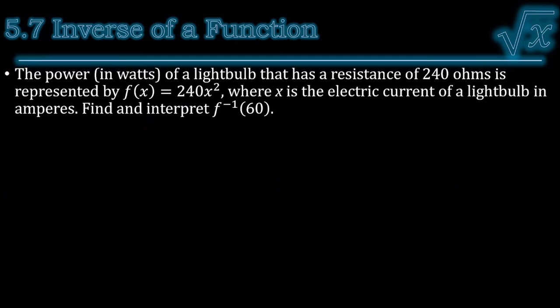The power in watts, which is how quickly it uses energy, of a light bulb that has a resistance of 240 ohms is represented by the function f, where x is the current. Find and interpret inverse f of 60. All right, that little symbol there stands for the inverse of f.